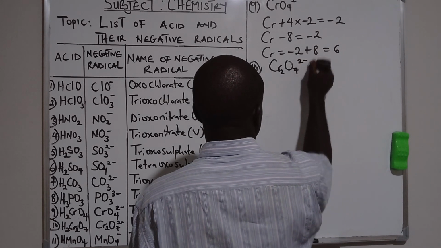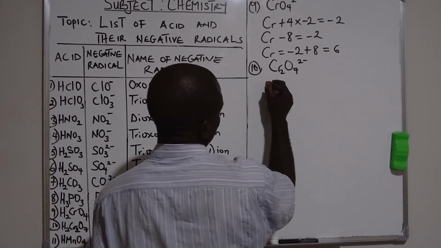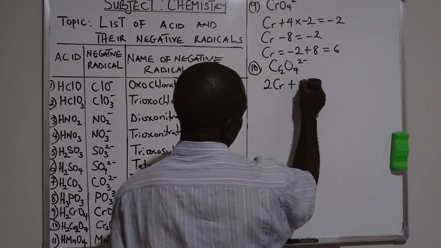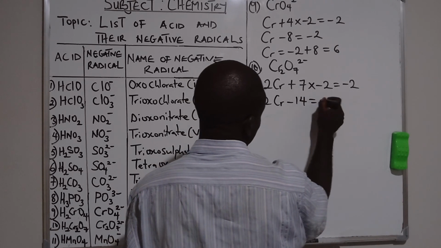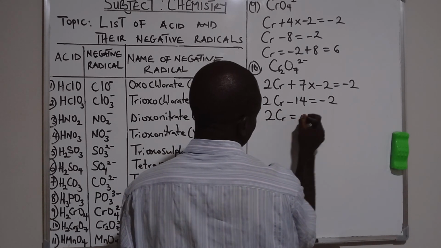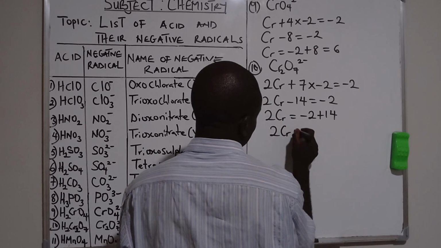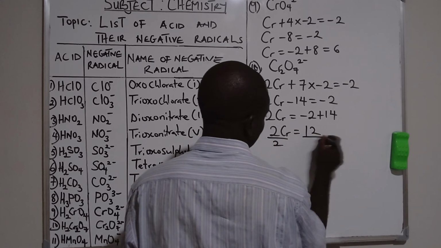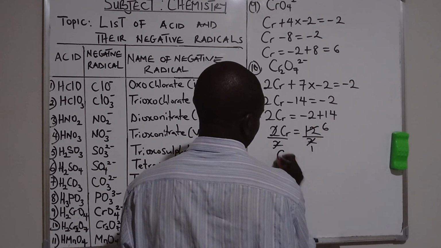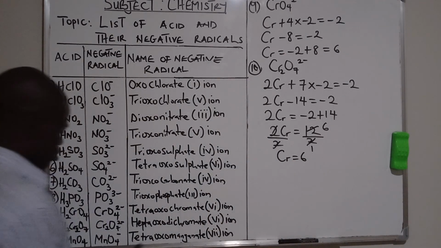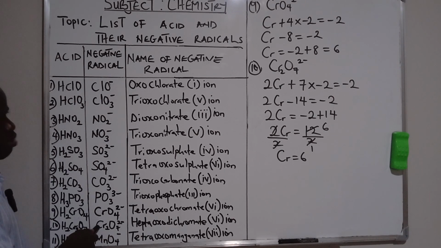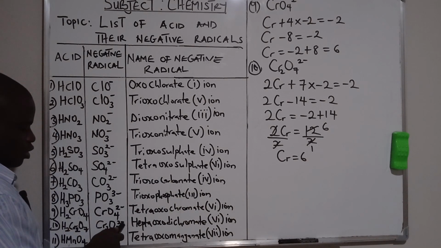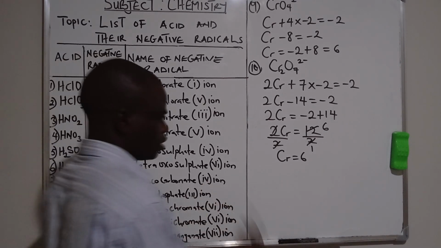Next one, 10: Cr2O7 2 negative. You now write 2 Cr, the 2 comes to the front, plus 7 times minus 2 equals minus 2. 2 Cr minus 14 equals minus 2. 2 Cr equals minus 2 plus 14, that's 12. Divide both sides by 2. 2 cancels 2; 2 here is 1, 12 here is 6. Cr equals 6. And now naming it, heptaoxo, 2 is di, 7 is hepta, heptaoxodichromate 6 ion, because of this negative radical. It is a radical, so it's still ion.